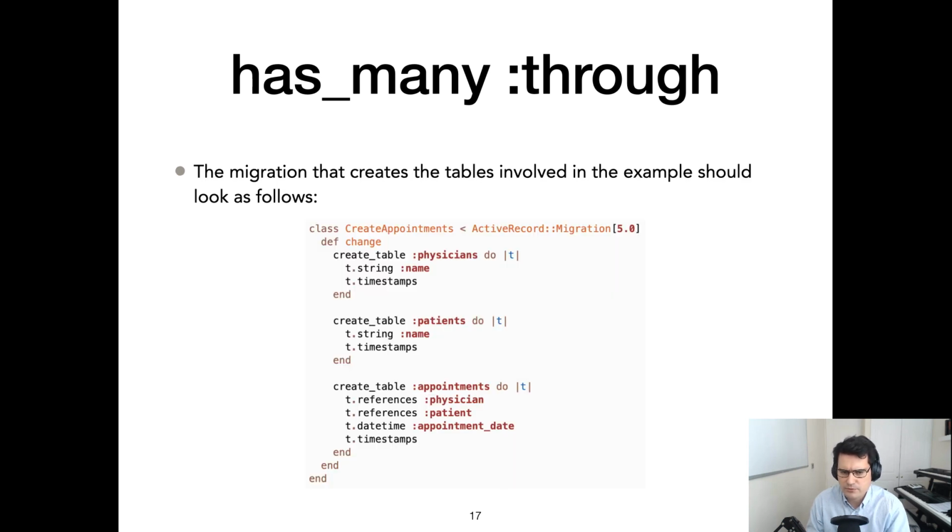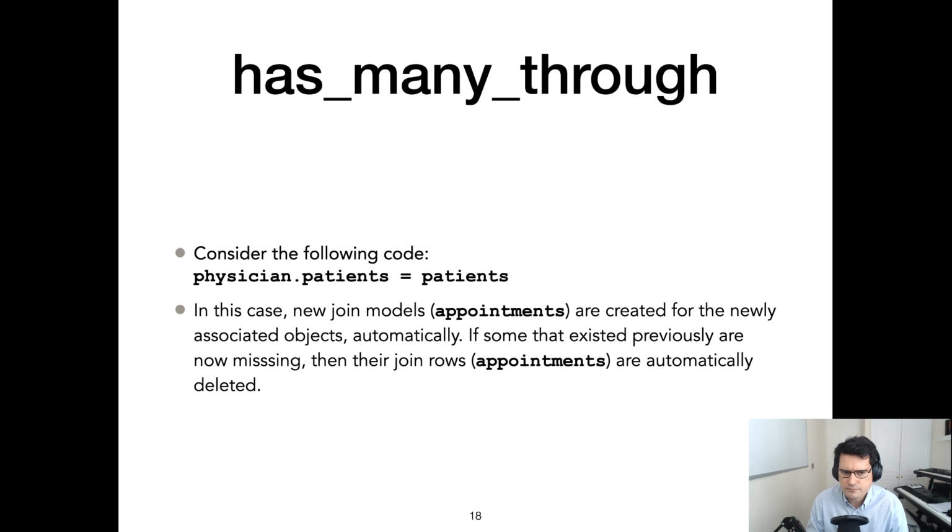This is the code that will create the tables for this example. We've got the physicians, we've got the patients, and then we've got this appointments table that will reference both physicians and patients through foreign keys. So if we consider code such as this, physician.patients, and then we try to assign a collection of other patients, what will happen in this case is that new appointments models will be created automatically for the newly associated objects. And if some existed previously that are now missing, then the appointments will be automatically deleted.